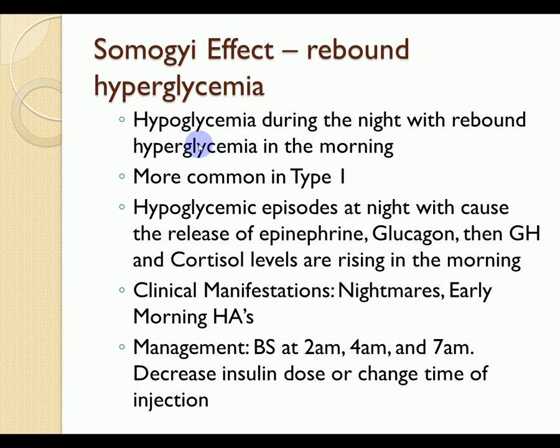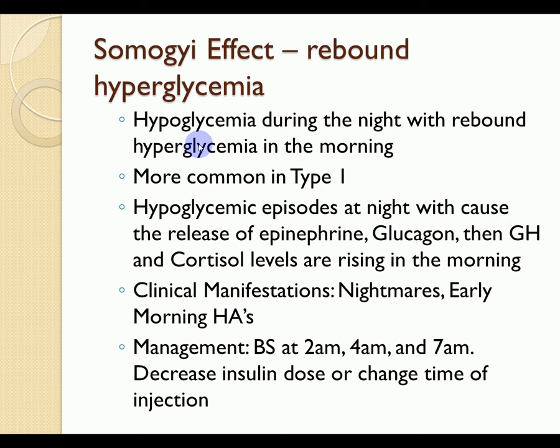Management: what we're going to do is go in to see if they have this effect and check the blood sugar at 2 a.m. particularly. They also maybe do a 4 a.m. and a 7 a.m. To fix it, we're going to decrease their insulin dose or change the time of their injection.